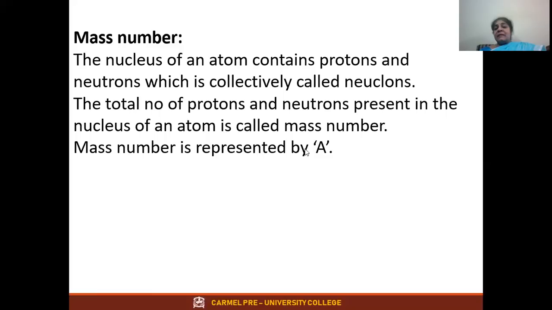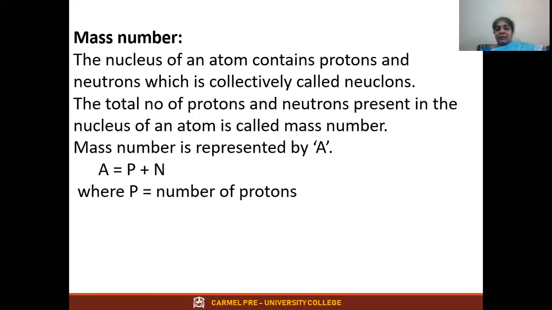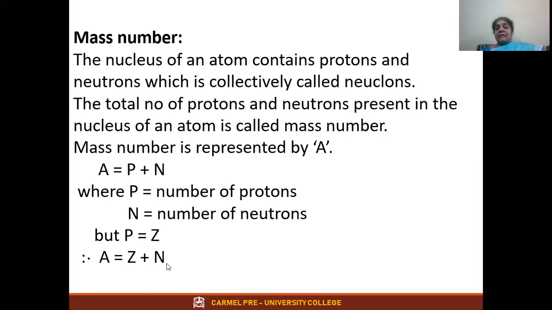Mass number is represented by capital A. A is equal to P plus N. What is A? A is mass number. P is the number of protons, N is the number of neutrons. Put P equal to Z, so A is equal to Z plus N. That is, mass number is equal to, what is Z? Number of electrons. So, A is equal to the number of electrons plus the number of neutrons.